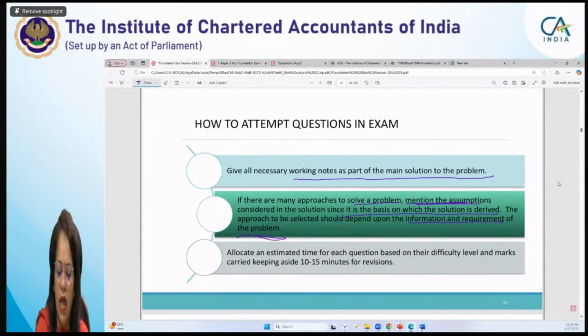All right. Allocate an estimated time for each question based on the difficulty level that I've already told you. Please allocate proper time and marks carried, keeping aside 10 to 15 minutes for revision. Do not think of only 10 to 15, give yourself 20 minutes. Think of 20 minutes, then you'll land up leaving only 15 minutes. Okay. So whenever you're solving a question, if you're doing an income and expenditure account, or the final account of a sole proprietor, and if there are so many adjustments, give the adjustments in a working note and take that final figure to the main solution. All right.